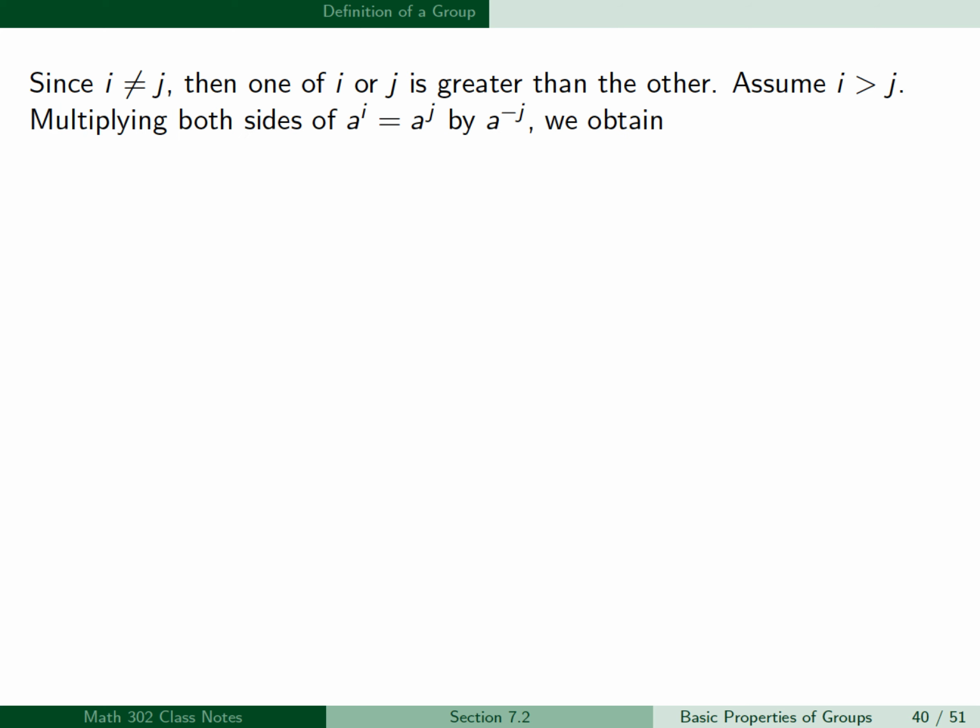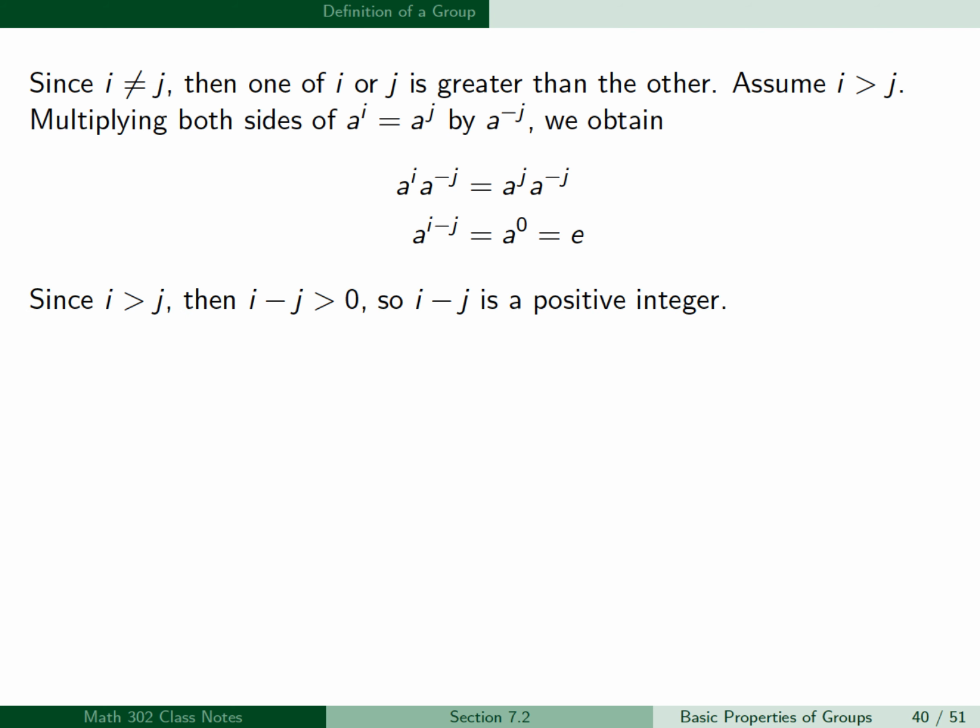Multiplying both sides of our hypothesis, A to the I equals A to the J, by A to the negative J, we obtain A to the I times A to the negative J is equal to A to the J times A to the negative J. And this is A to the I minus J on the left, and A to the 0, which by definition is the identity element E, on the right.